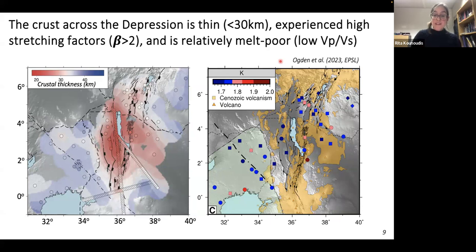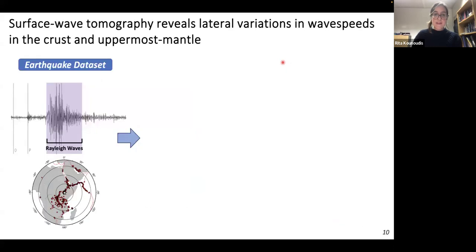So what we want to do next is try and have a look at the mantle lithospheric structure and see whether that has been modified by melt, and can we actually see a lithosphere-asthenosphere boundary below the depression.